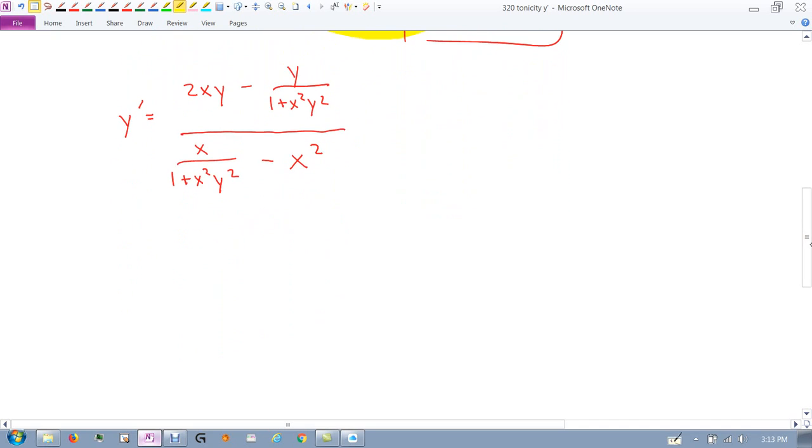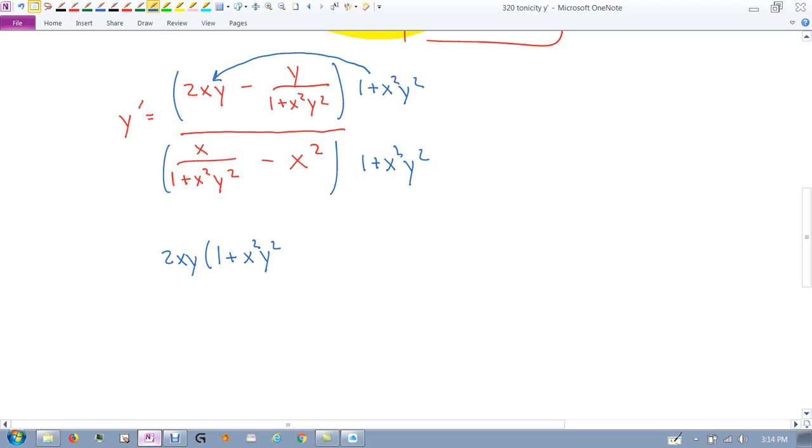I'm sure the book doesn't have that as an answer. What they're probably going to do is try and clear these fractions out. So they're going to multiply the top and the bottom by 1 plus x squared y squared, and that will have the effect of eliminating some of those fractions. For example, I go here to here first. It gives me 2xy times 1 plus x squared y squared. Then when I go here to here, the numerator and denominator cancel. All you're left with is that y up there, which is great. And then when I do this one here, same thing happens. All I'm left with is that x. And then when I go here to here, I'm going to have minus x squared, and then in parentheses 1 plus x squared y squared.